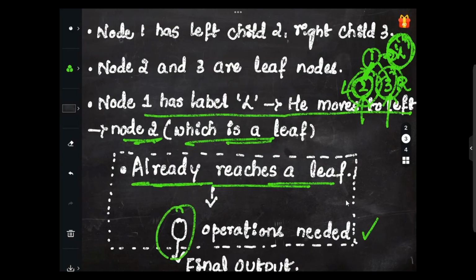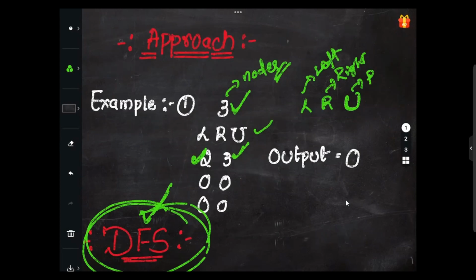So in this case, zero operations needed. The final output is zero. Operations needed here is zero. So the final output is quite obviously zero in this case. The output that we got here is zero, which is equivalent to the output that they have mentioned for example one in the question.